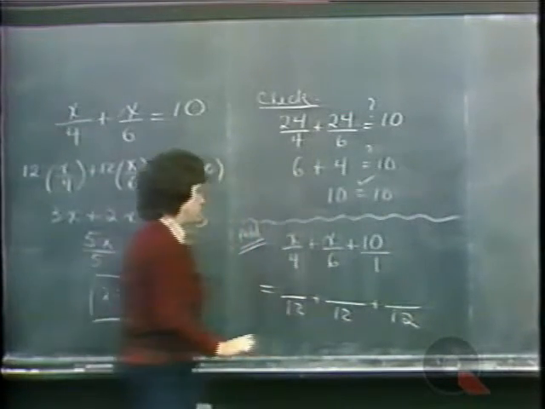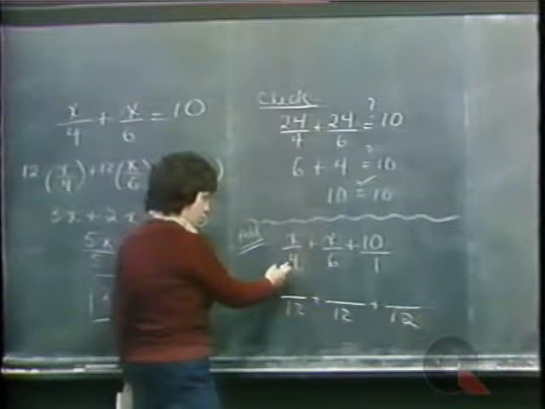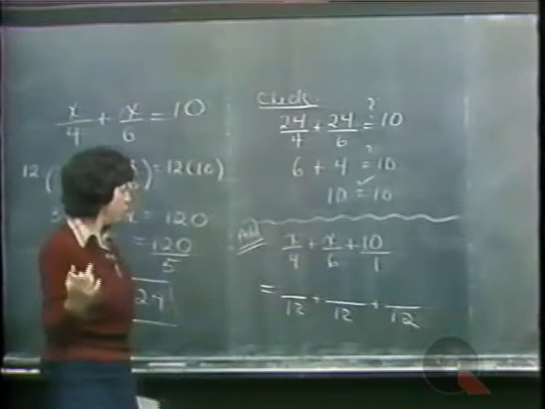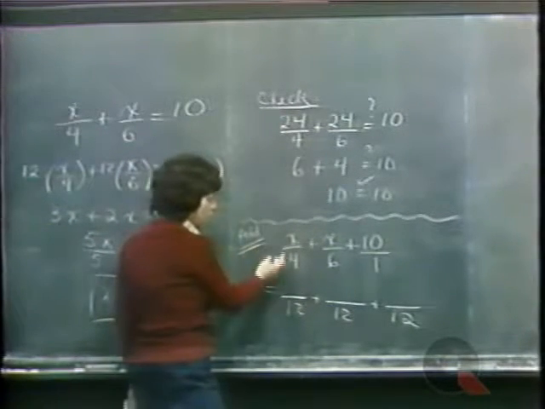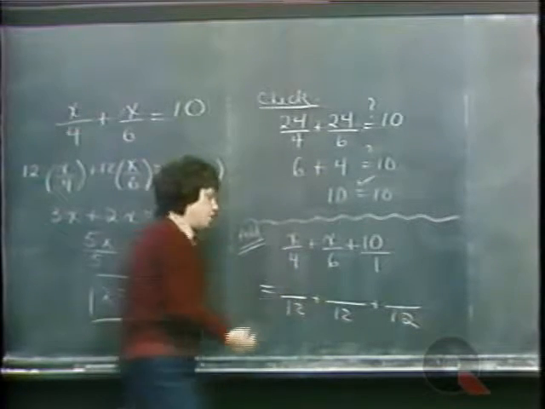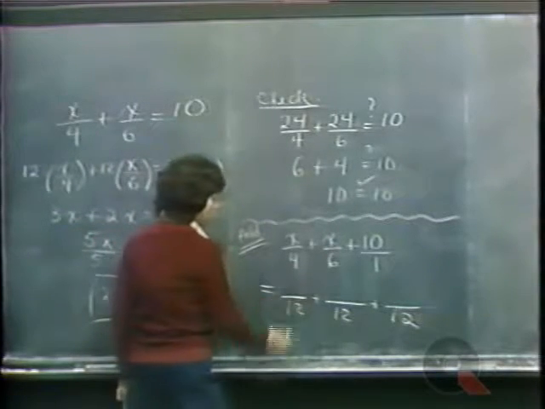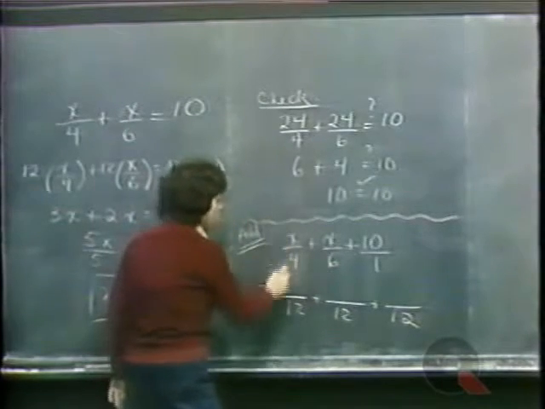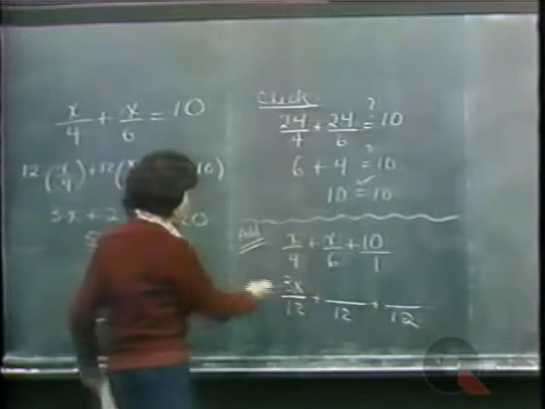Using the fundamental principle of fractions, we are always permitted to multiply numerator and denominator of a fraction by the same number or the same quantity. In the first case, if we multiply top and bottom of the fraction by 3, we will be able to build a fraction equivalent to the original one whose denominator is 12. We say to ourselves, what was done to 4 to get 12? The denominator was multiplied by 3, therefore the numerator has to be multiplied by 3 as well. 3x over 12, of course, is the same as x over 4.